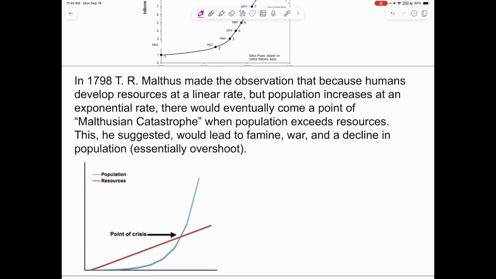In 1798, T.R. Malthus made this observation that we were developing resources at a linear rate, while our population was increasing at an exponential rate. So these are our resources we're developing. This is our J curve for our exponential growth. And eventually we're going to hit this point of crisis called the Malthusian catastrophe. Pretty much, we're going to overshoot our carrying capacity one day, and the dieback will include famine, war, decline in population, etc. So who knows?